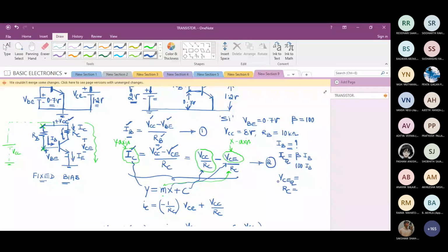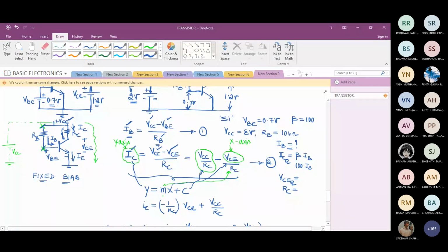Don't get confused, don't scratch your head looking at Q. Q is nothing but the collector current at the operating point, and the collector to emitter voltage at the operating point. That is VCEQ. Is it clear? So in the exam or in the test, if all these values are mentioned, easily you can calculate using equation 1 and 2.